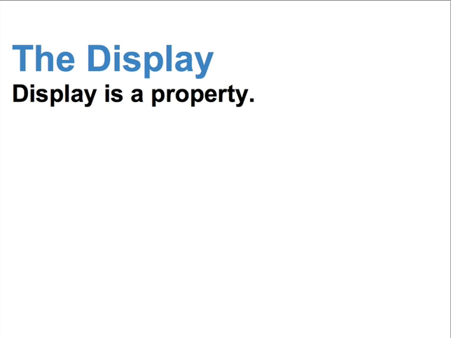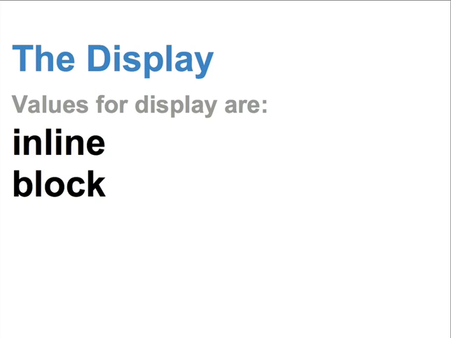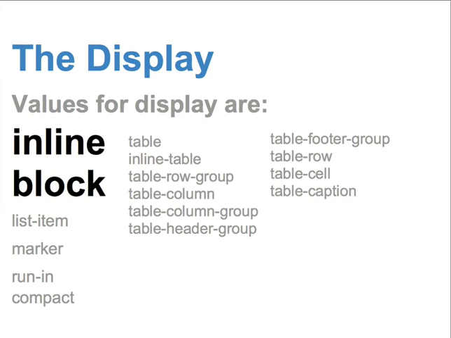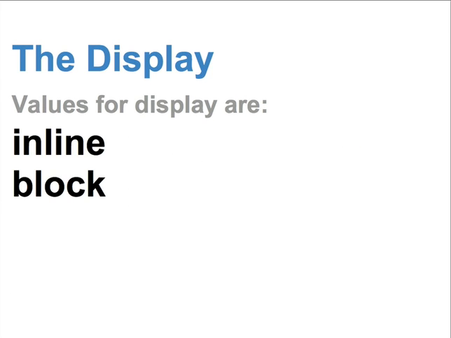Display. So display is a very important property in CSS. And there are 2 values for display basically, inline and block. Actually, there are a whole lot of values for display, but we're going to talk about inline and block, because if you can understand them and their influences, you'll understand a lot about CSS and what's happening on your page.